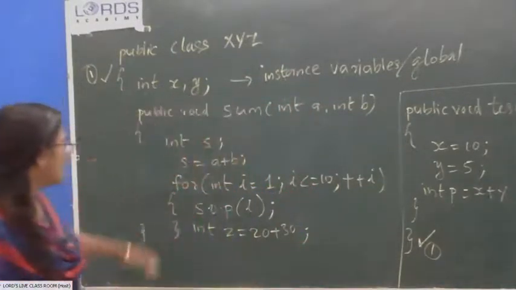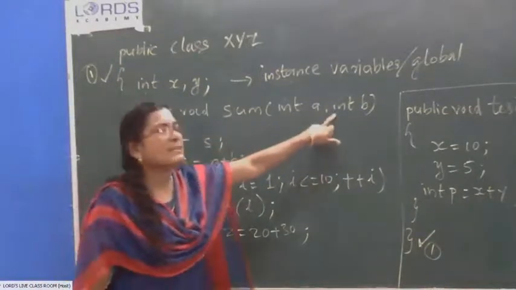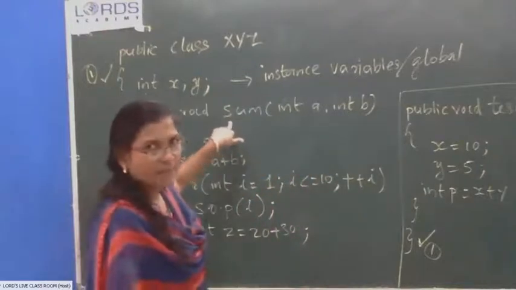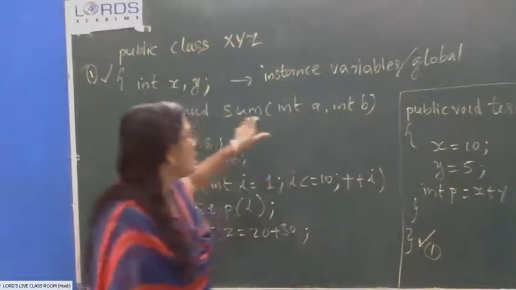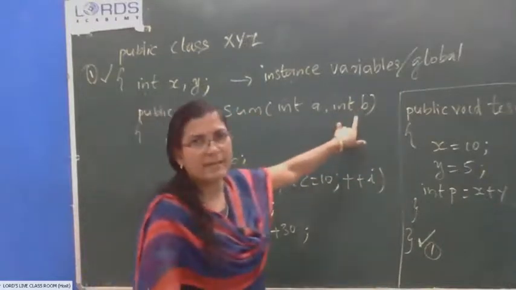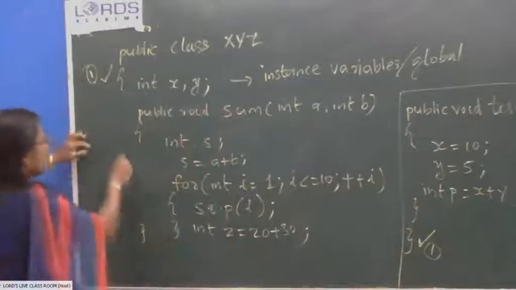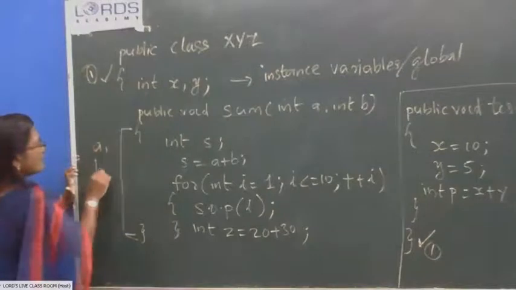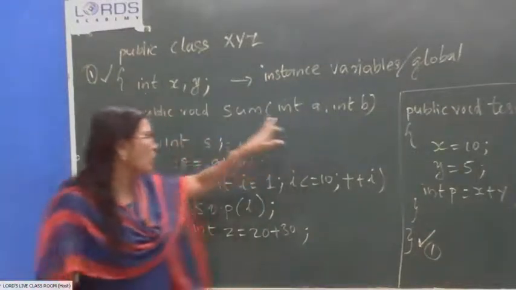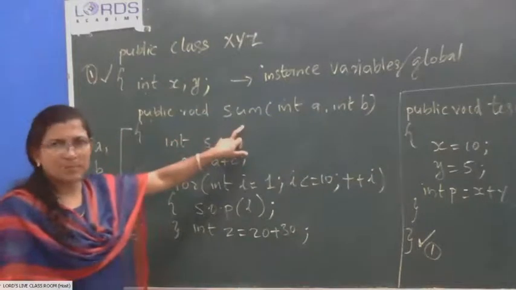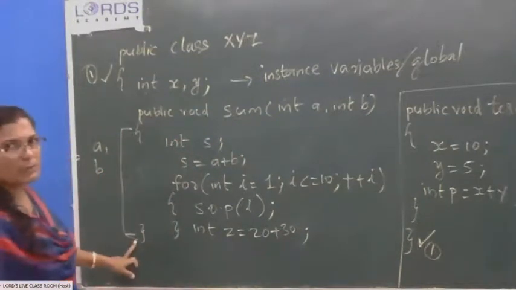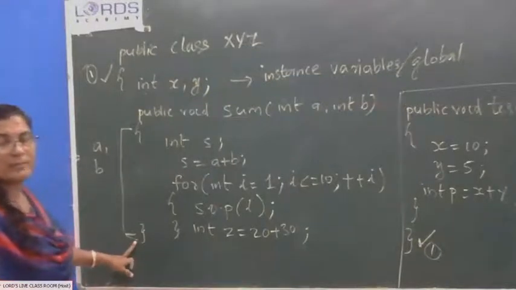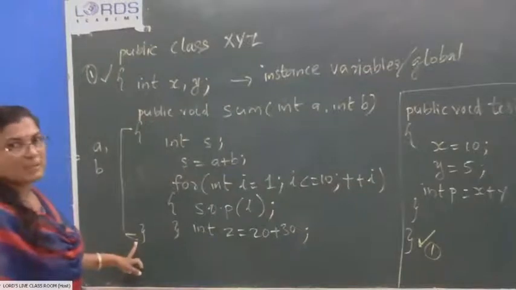Okay. Now look here, public void sum, int a, int b. Int a and int b are the formal parameters of the function sum. Only this function knows about a and b. So a and b are available only within this function. This is the scope of variables a and b. Outside of this block, you will not be able to refer to a. If you try to refer to a or b, the computer will display an error message that the variable is not declared.